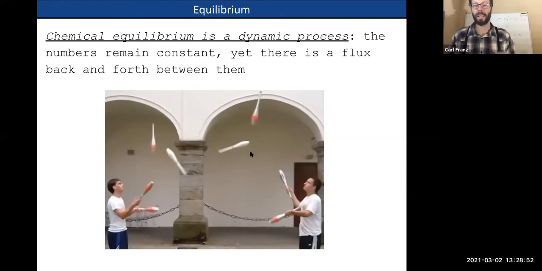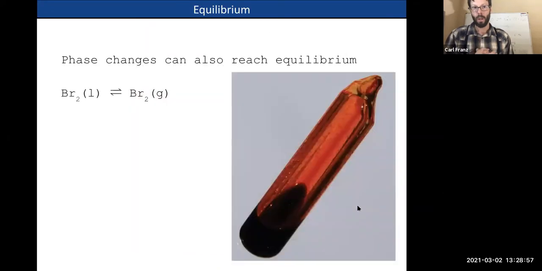Okay, so that's the analogy, that it's a dynamic process. Phase change can also reach equilibrium. So if we had bromine in this closed vial, and we kept the temperature constant and the pressure constant, and we couldn't add anything in there, and we couldn't have anything leave, eventually it's going to reach an equilibrium where it's going from liquid to gas and gas to liquid, but at the same rate, so that things don't change in that system.